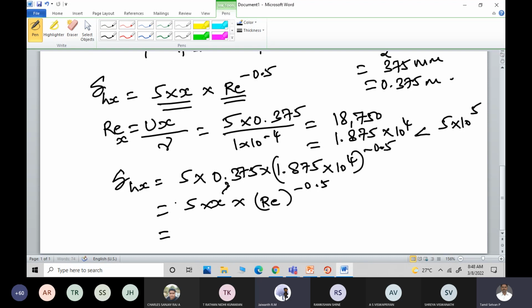So what is the del Hx value? 0.01369 meters. So how much is that in mm? 13.69 mm. So this is the hydrodynamic boundary layer thickness. All of you have taken this, students? Yes, sir. Okay, the next one is thermal boundary layer thickness.